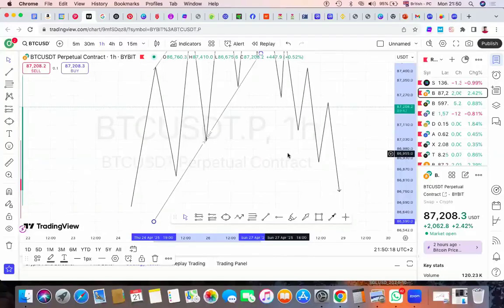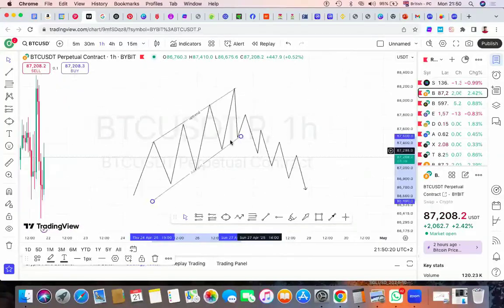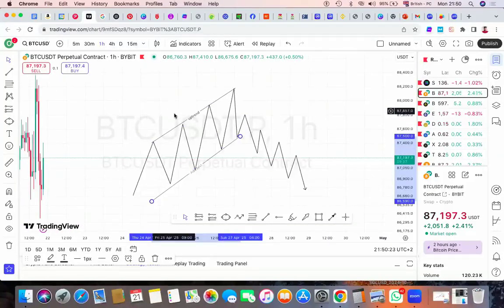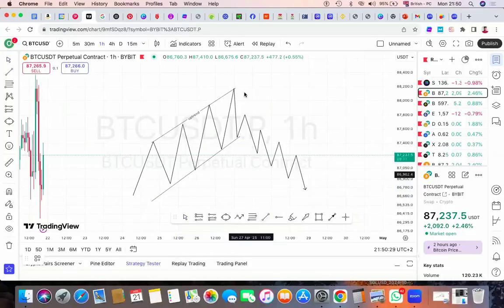So now in this case, in this first scenario here, this is an uptrend. And in this case here, it's a downtrend. In this scenario here, it's a downtrend.